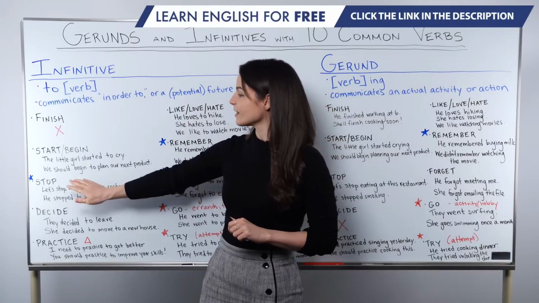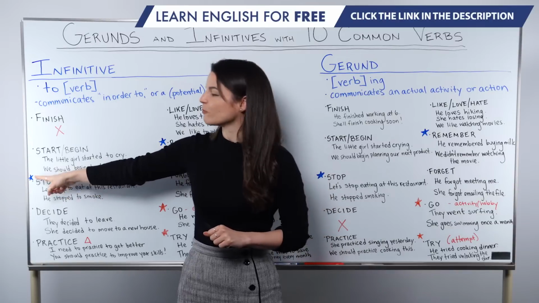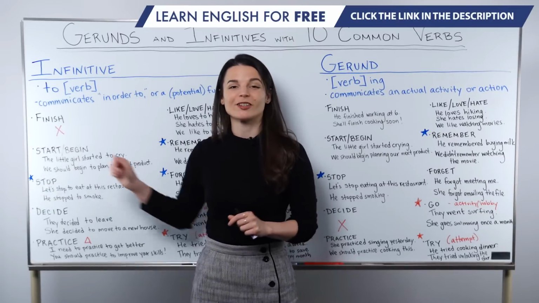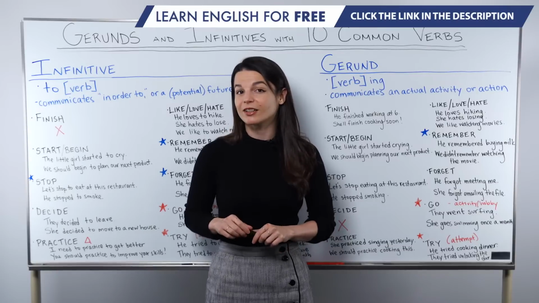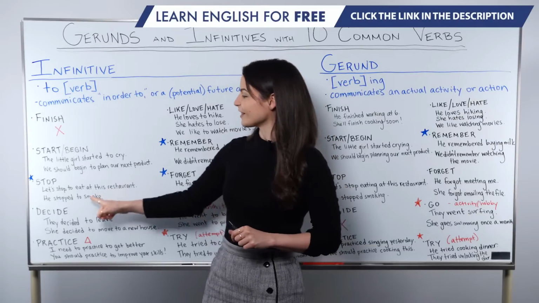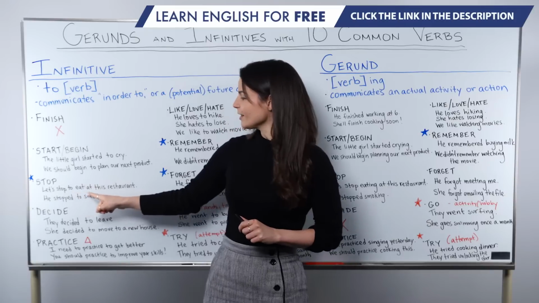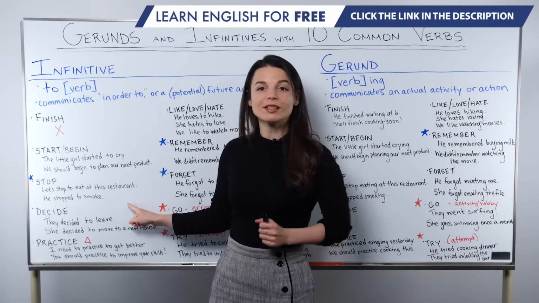The next verb is stop. You'll notice I've marked this with a blue star. We have some special notes for this verb, but first let's take a look at the example sentences. First, let's stop to eat at this restaurant.